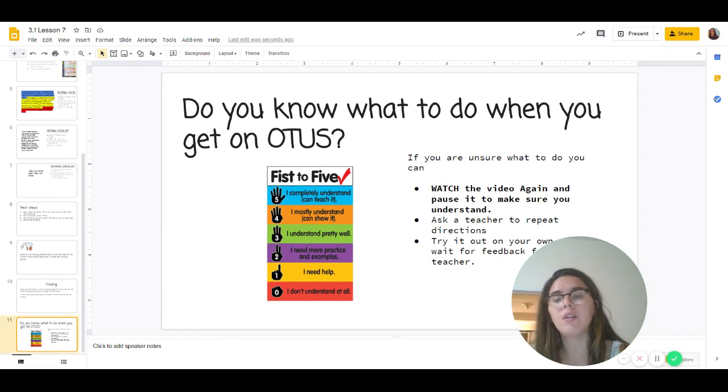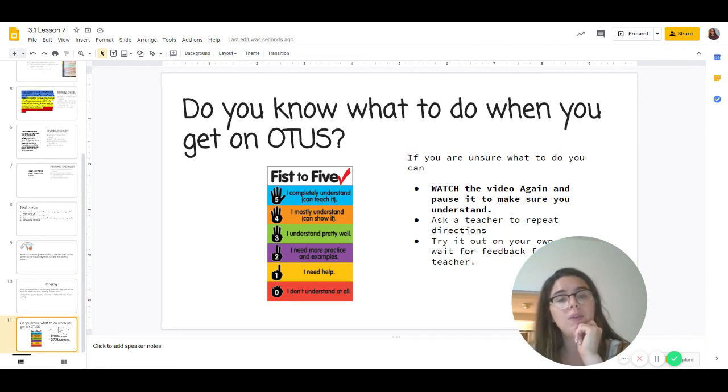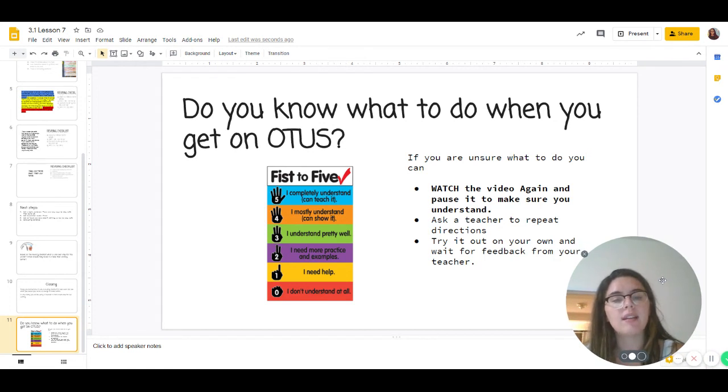Do you know what to do when you get on Otis? Today you learned how to use a revising checklist to read work and see what you should revise or change to make better. In Otis today, you will be using a checklist to find a next step for our writing. You're going to be getting an example of a student's paragraph, and you're going to go through the steps and let me know what you think that student's next step is by using the revising checklist. If you are unsure what to do, watch the video again and pause it to make sure you understand. Ask a teacher to repeat directions, try it out on your own, and wait for feedback from your teacher. Good luck!